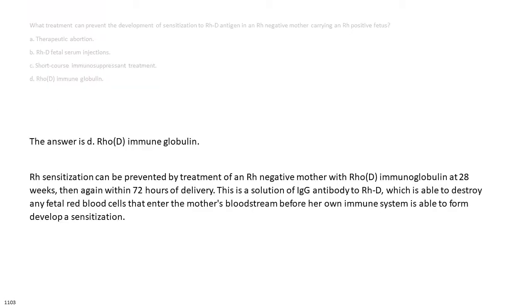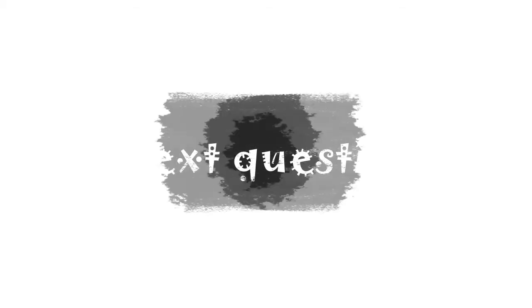The answer is D. RhoD immune globulin. Rh sensitization can be prevented by treatment of an Rh negative mother with RhoD immunoglobulin at 28 weeks, then again within 72 hours of delivery. This is a solution of IgG antibody to RhD, which is able to destroy any fetal red blood cells that enter the mother's bloodstream before her own immune system is able to develop a sensitization.